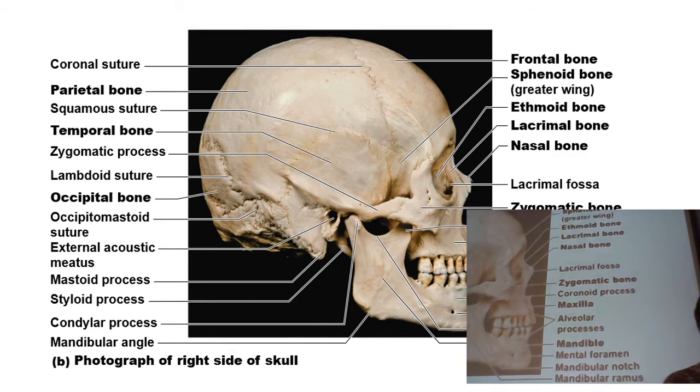Here we have it in just a regular picture with all the labels. I don't know which labels to take off. I just want to put them all on, or leave them all on. Frontal bone, parietal bone.